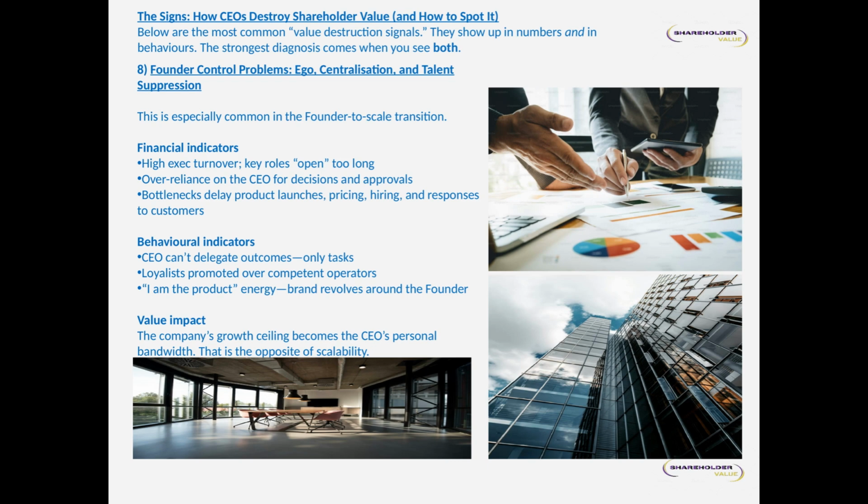Founder control problems often become clear during the transition from startup to scale up. You might see high executive turnover or key roles staying vacant too long because the CEO is too involved in every decision and approval. This creates bottlenecks that slow down product launches, pricing adjustments, hiring, and customer responses. Behaviorally, CEOs who can't delegate outcomes and only delegate tasks often promote loyalists rather than the most competent operators. The company's brand might revolve too much around the founder themselves, showing an I am the product mindset.